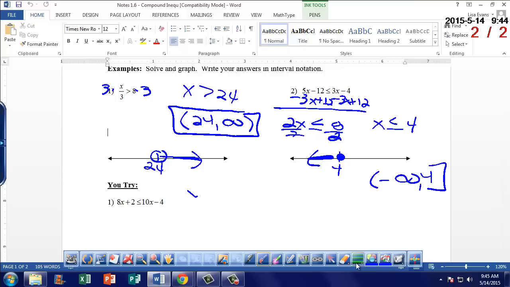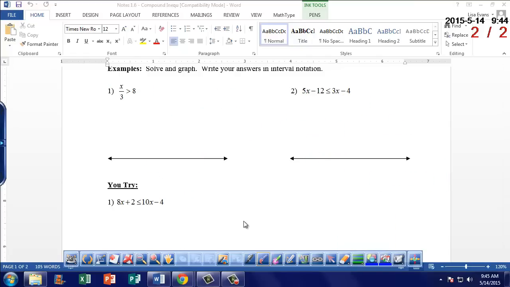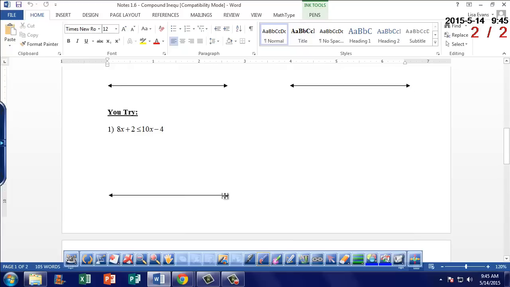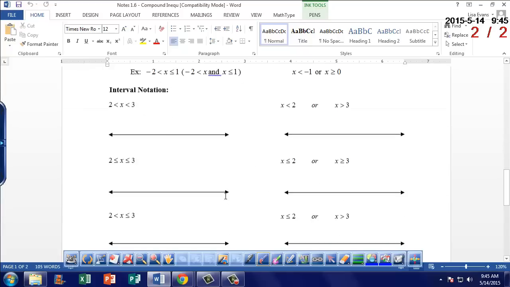Okay? Now, here's where I want you to pause the video and try this U-try on your own. Must be complete when I check this in tomorrow. Go ahead, solve, graph your answer, and write your answer in interval notation. Okay, moving on. Now we're going to have compound inequalities in interval notation.